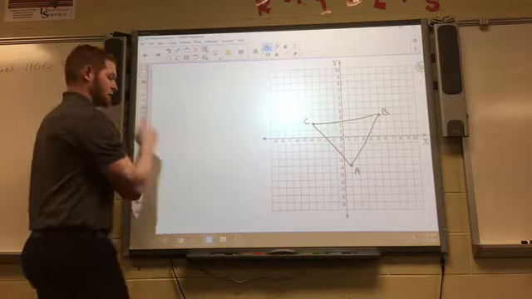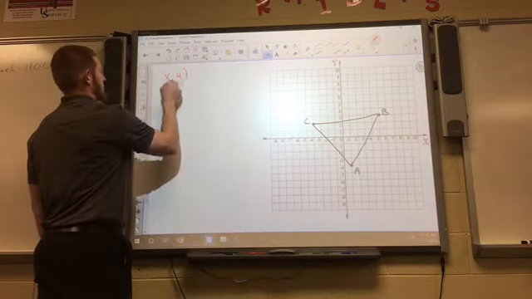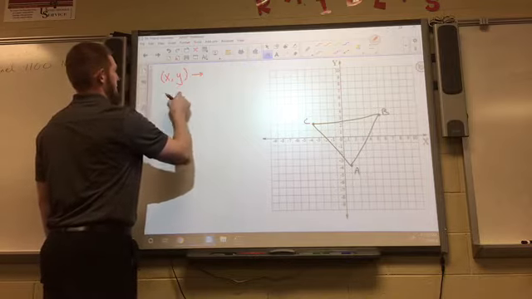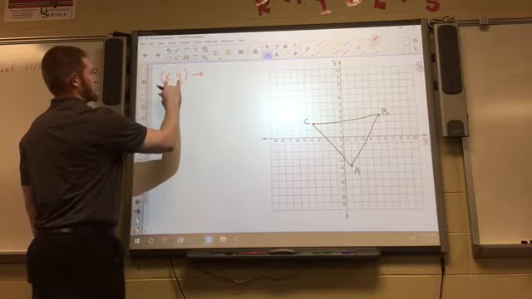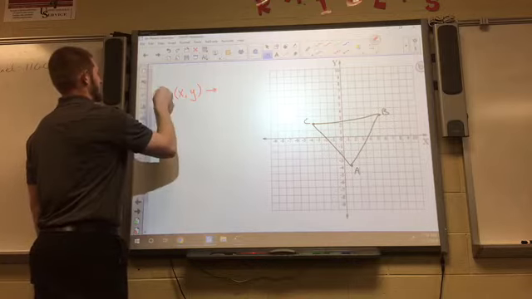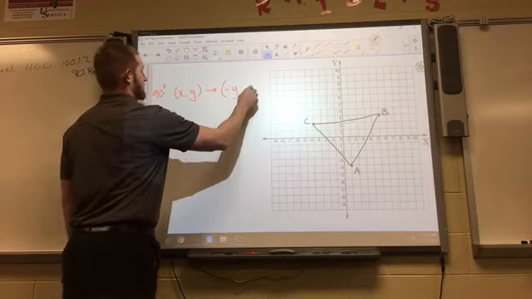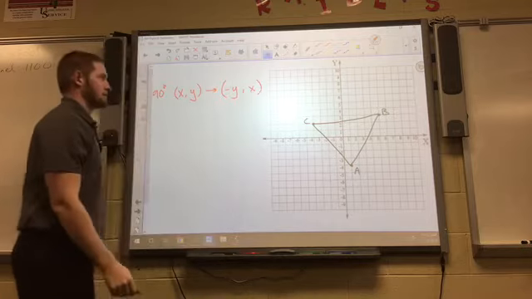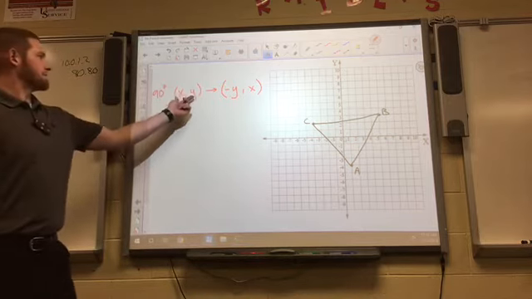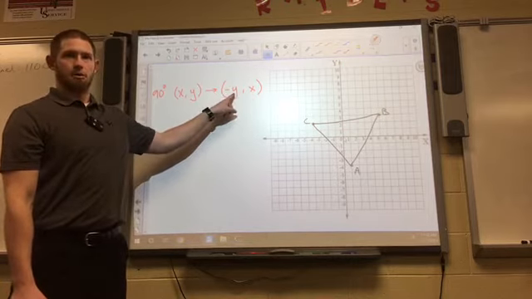Now we did in our explorations last Thursday, which has been a while, they wanted you to come up with a rule. The rule we should have come up with is that if I start with a coordinate point x, y, and I rotate it 90 degrees counterclockwise, my new point is going to be at negative y, x. Meaning, from my original point, I need to flip my numbers and change the sign on the front number.